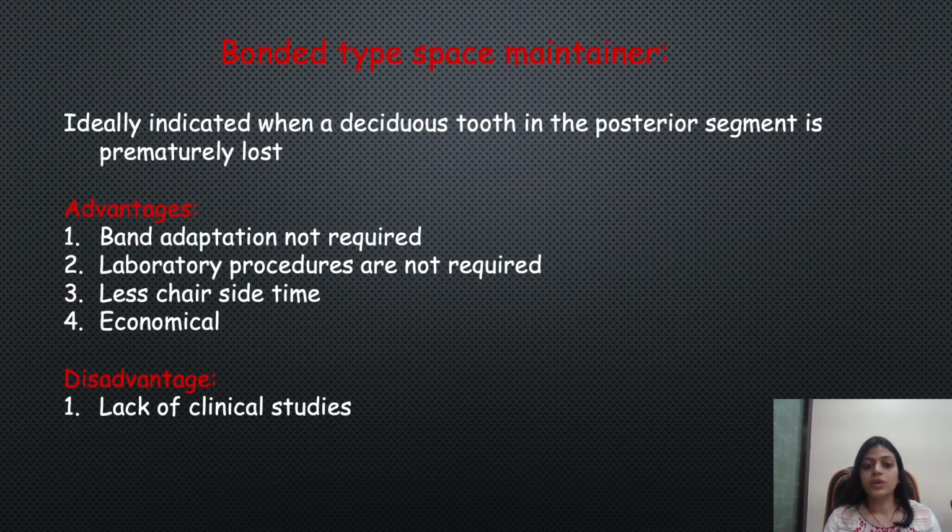Okay, the bonded type space maintainer is the one where we are not using any bands. It's ideally indicated when a deciduous tooth in the posterior segment is prematurely lost. Advantages: band adaptation is not required, lab procedure is also not required, less chair side time, it is more economical, takes less time. Okay, disadvantages: there is a lack of clinical studies which tell that such kind of space maintainer should be used frequently.